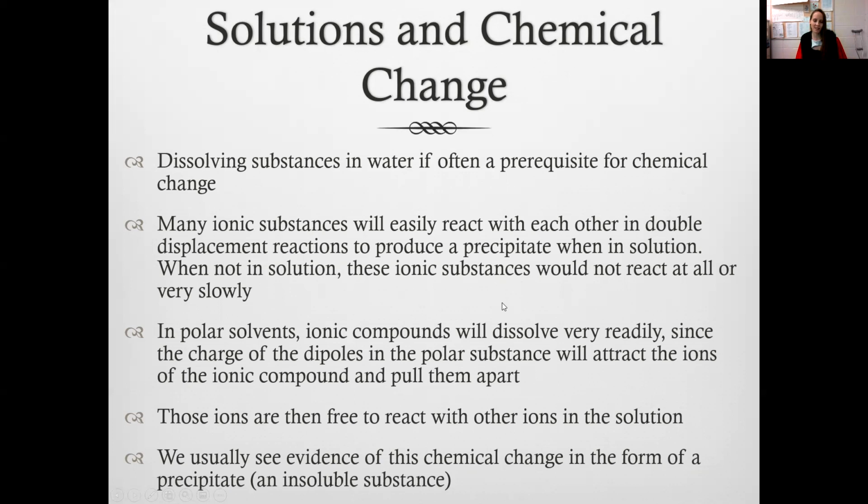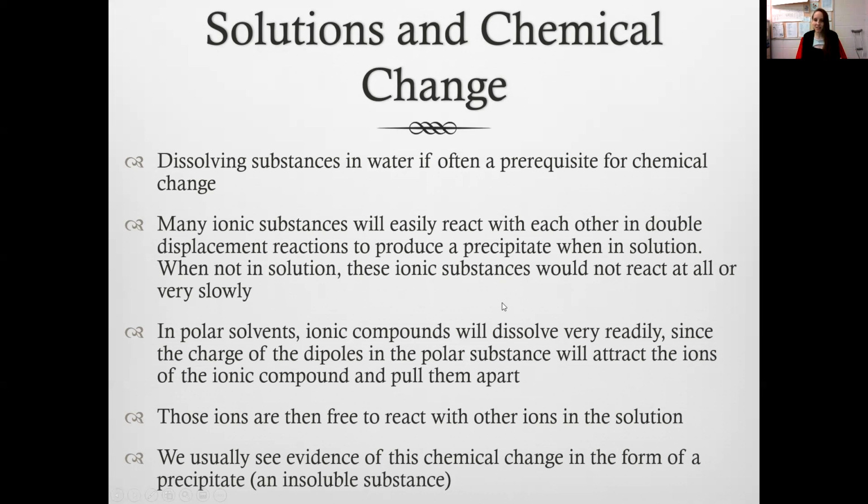In polar solvents, like water, ionic compounds will dissolve really easily since the dipoles of the polar substance, that's the slightly positive end and the slightly negative end, will attract the positive and negative ions and pull that ionic compound apart. Once the ions are pulled apart, again, they're free to react with the other ions that are in solution.